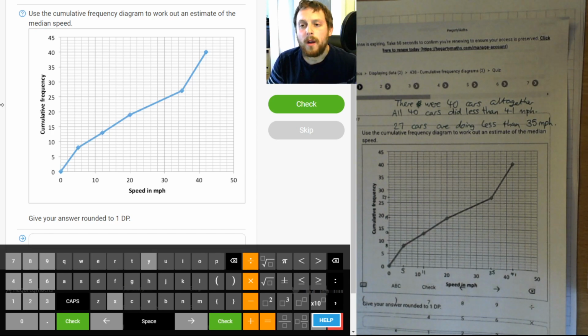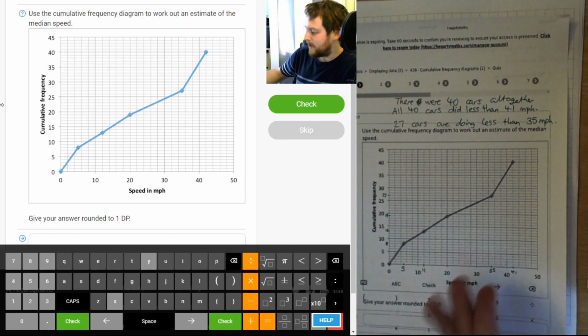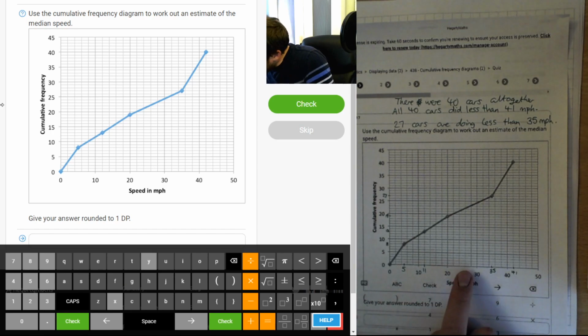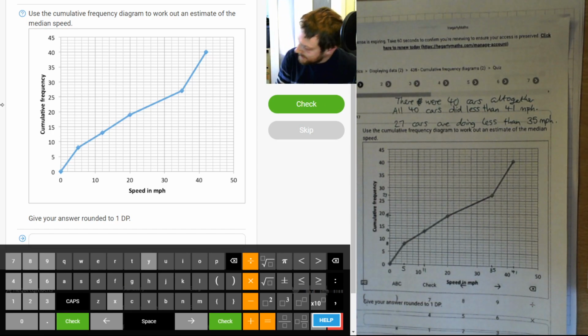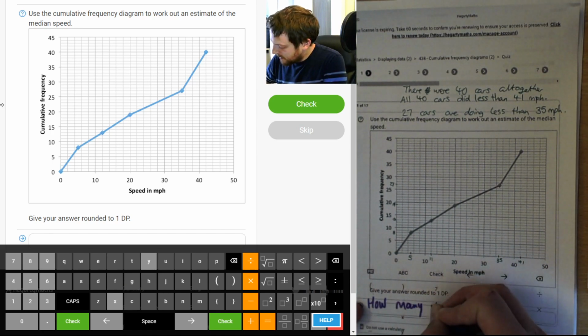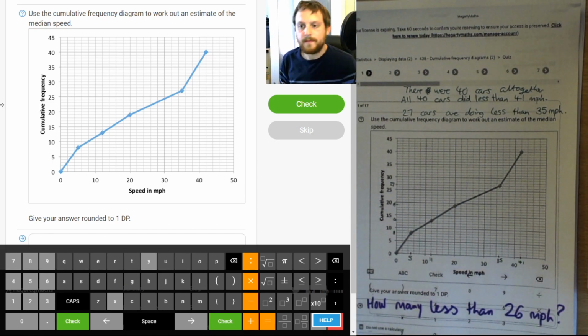Now, I can actually ask this question for any miles per hour number, up to 41, obviously. I wouldn't ask about any more because the graph stops. So, for example, I could ask how many cars were recorded doing less than 26 miles per hour. So this is the question: less than 26 miles per hour?